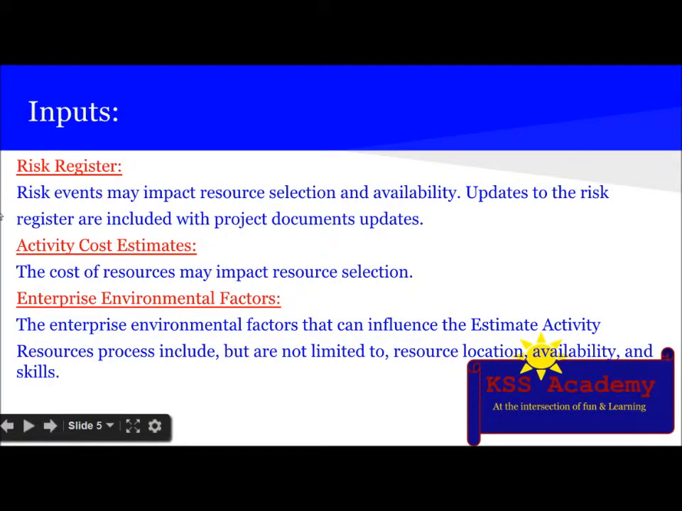Then other inputs are a risk register. Risk event may impact resource selection and availability. Update to risk register are included with the project document updates. Then there is activity cost estimate. The cost of resources may impact resource selection. Then there is enterprise environmental factor that can influence the estimate activity resource process, include resource location, availability, and scale.